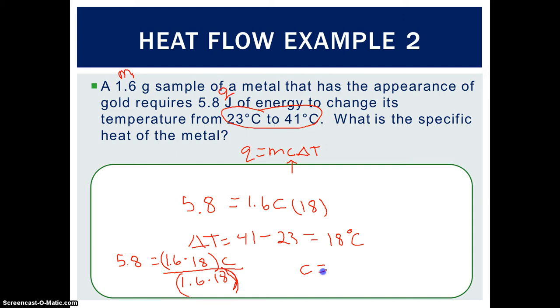So this tells me C equals 5.8, whatever I divide by on this side, I have to divide by on this side. So C equals 5.8 divided by 1.6 times 18. And remember, put this into parentheses when you're plugging it in if you haven't already plugged in to find what that number is. You end up with 0.20, and it's joules per gram degree Celsius.